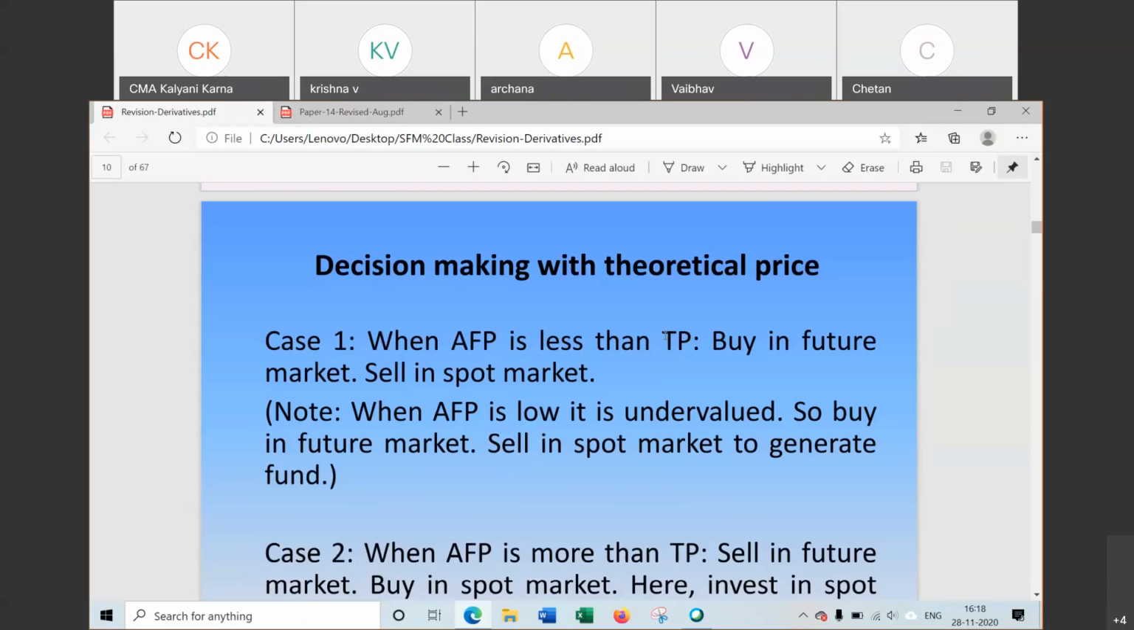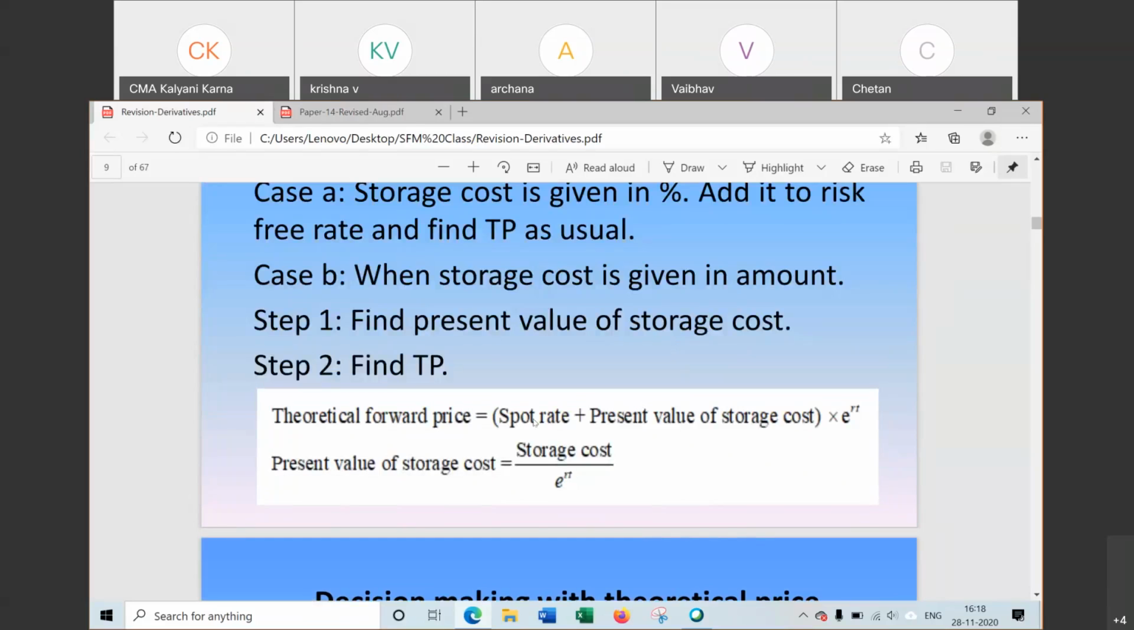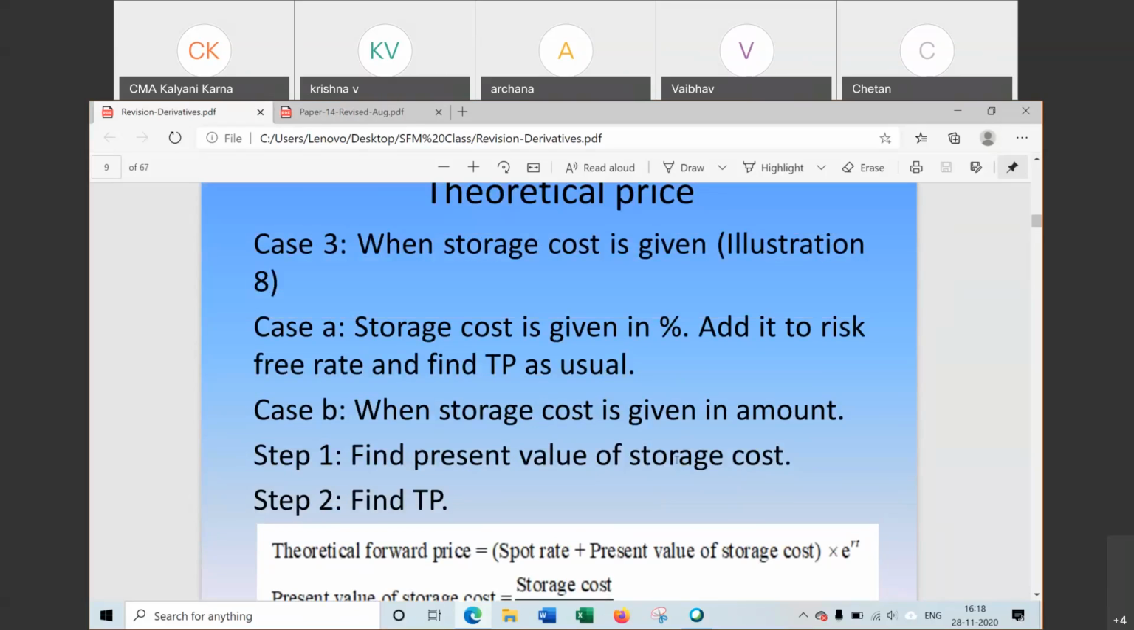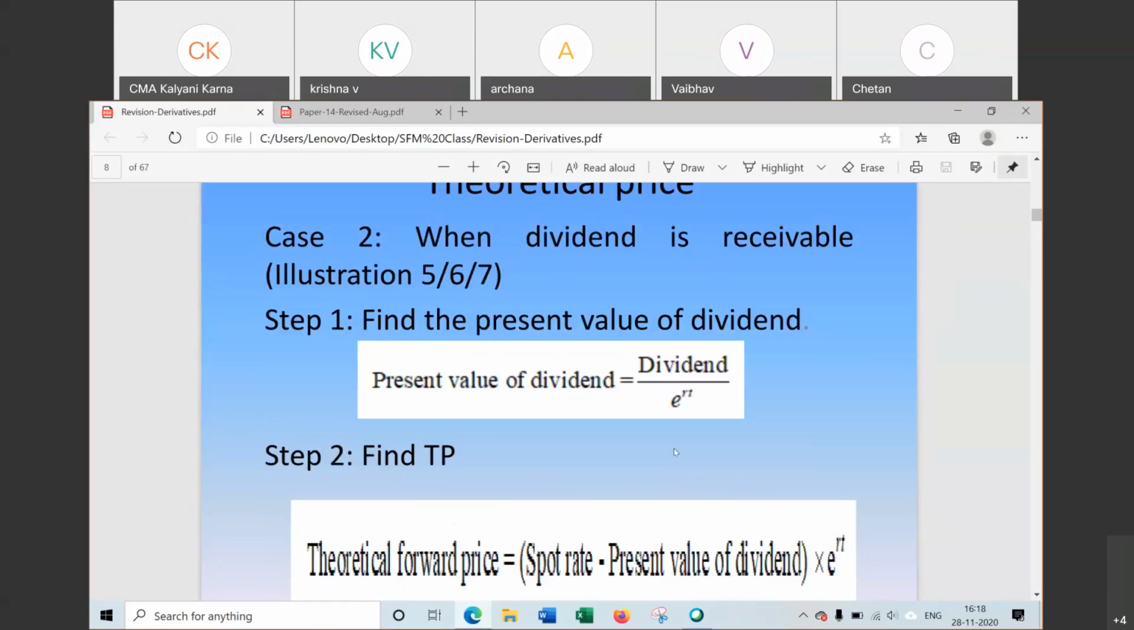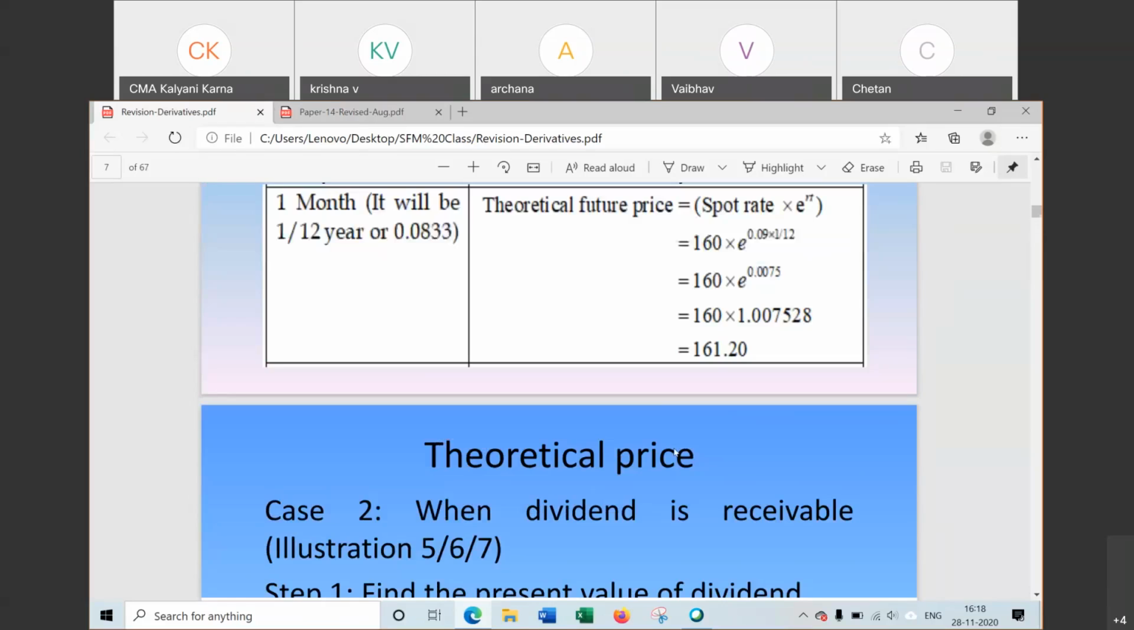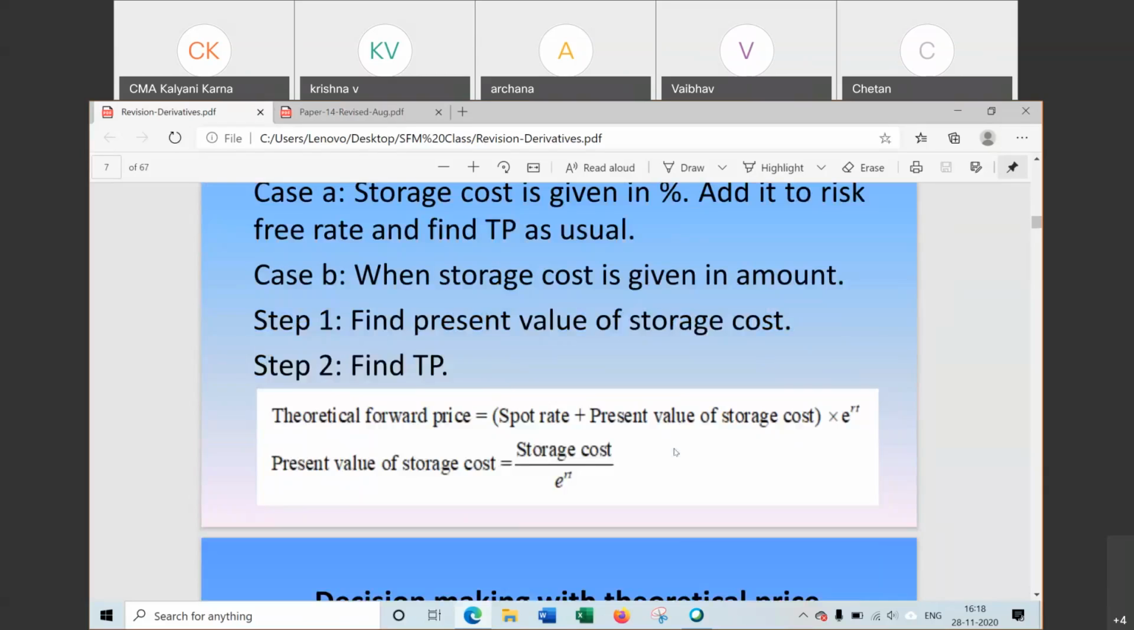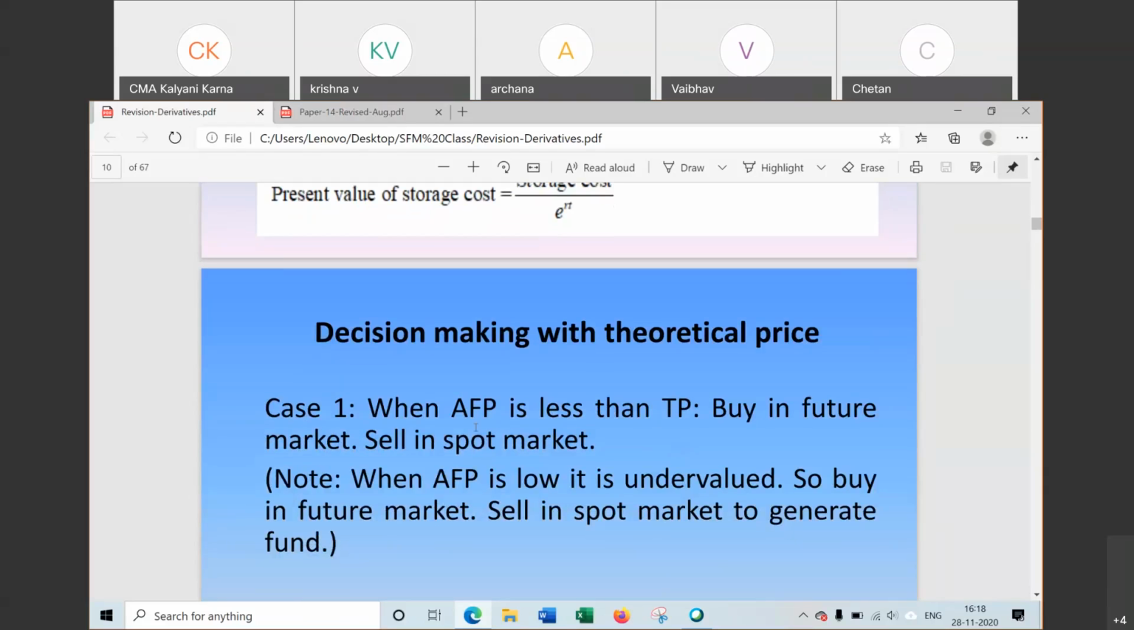So first we will find the theoretical price after identifying the case, whether storage cost is given or dividend is given or not given. Now after the computation of theoretical price, we have to make the decision. So case 1, when theoretical price is more than actual future price. Then buy in future and sell in spot market.